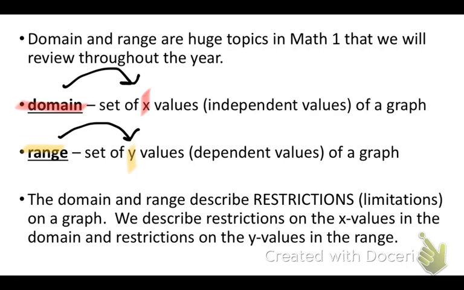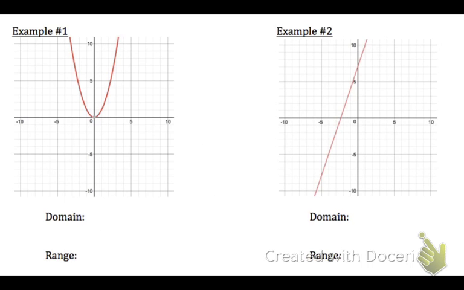Good job. Specifically, the domain and range describe restrictions or limitations on a graph. We describe restrictions on the x values within the domain, and we describe the restrictions on the y values in the range. So take a look at example number 1. We need to go ahead and determine the domain and range of each graph. Remember, domain refers to the x values and range refers to the y values.